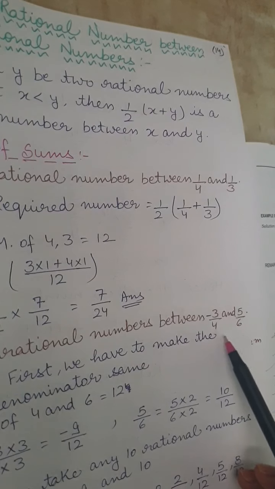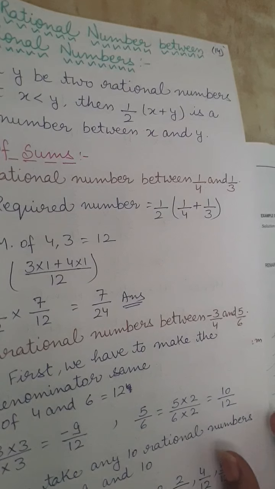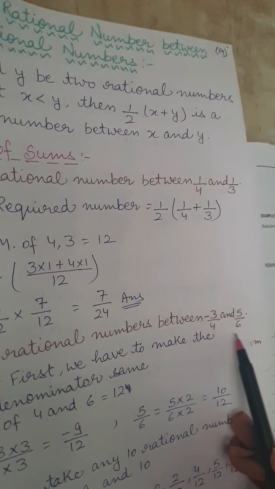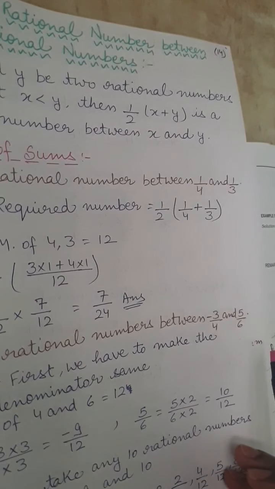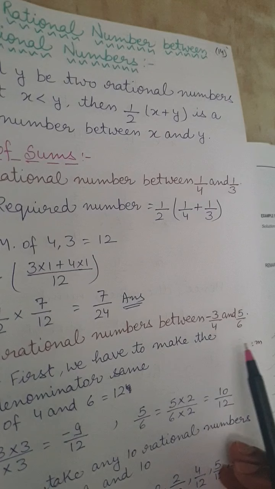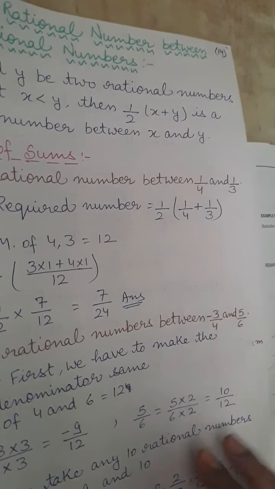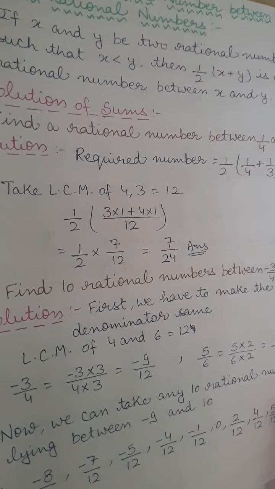The basic thing, the important thing, is to make the denominator same. इन दोनों का denominator हम same form करेंगे. The LCM of 4 and 6 is 12. You all know LCM is 12. So now make the denominator same.